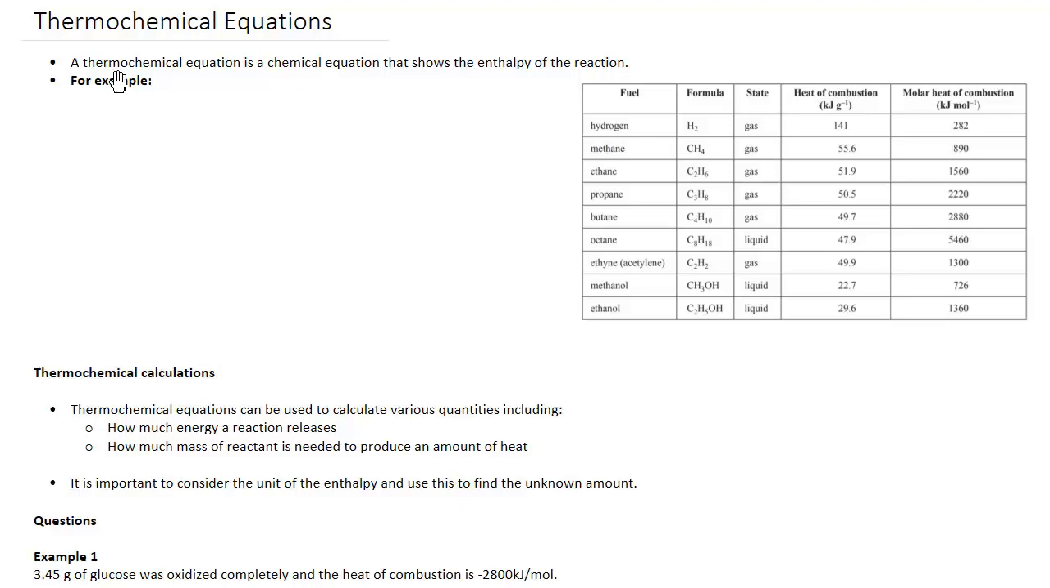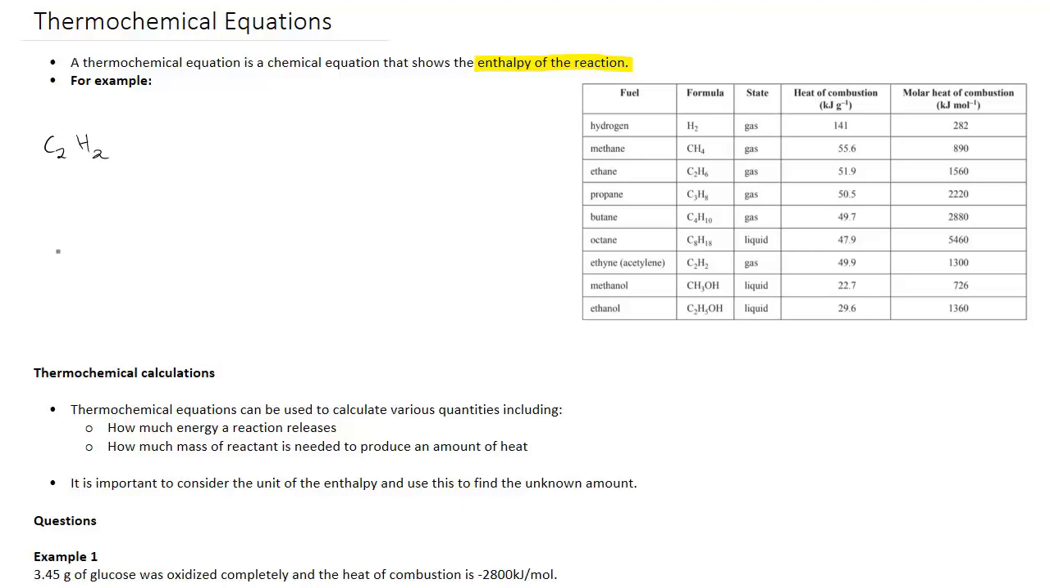To begin with, a thermochemical equation is essentially an equation that shows the enthalpy of the reaction. So an example of that. Now, in your data book, you're provided with these fuels, and I'm just going to use, say, ethane. So we can see ethane is C2H6, and I'm going to write a thermochemical equation.